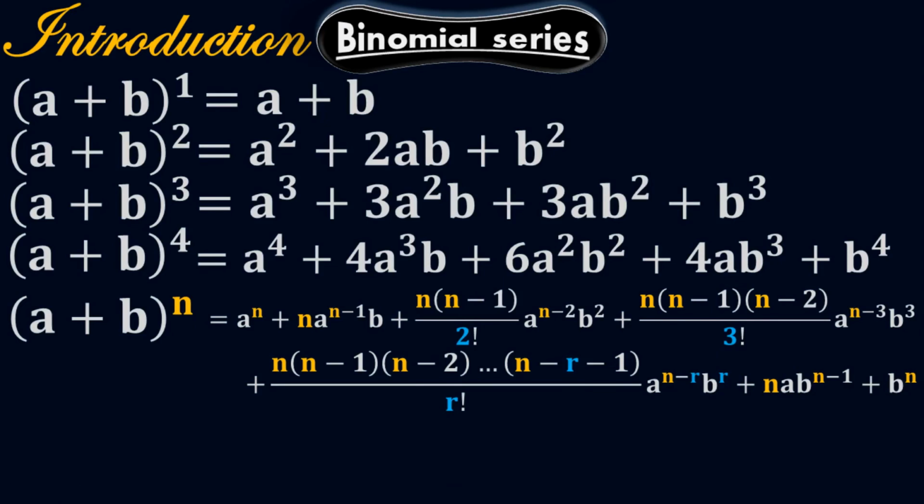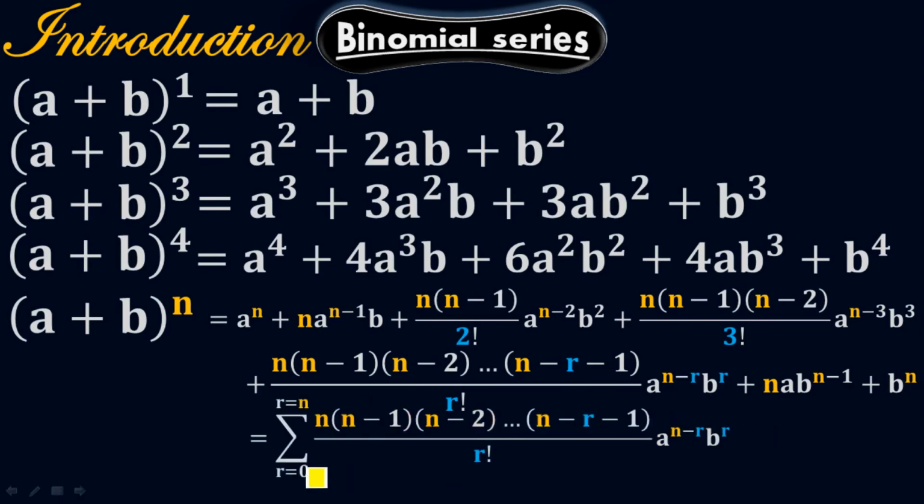Now can I write that it equals the summation of n into n minus 1 into n minus 2 up to n minus r minus 1 over r factorial into a to the n minus r times b to the r, where r starts from 0 up to r equals n. It is actually the summation of different terms which depends on the value of n. We just learned this part, that's why I wrote n minus r minus 1.